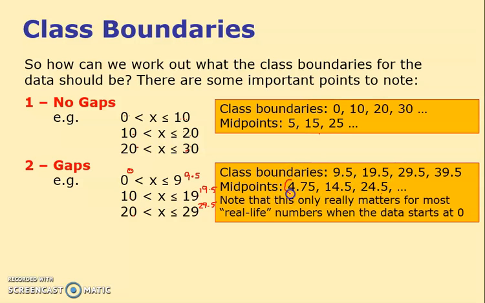The first one particularly is the one that you should care about. Note that this only really matters for real life numbers when the data starts at 0. If there's a 0 which can't be rounded down, like the length of a piece of wood for instance, you can't get a negative number for that, then you've got to take that into account with real life numbers. So look out for the zeros. If it starts at 0, that matters.